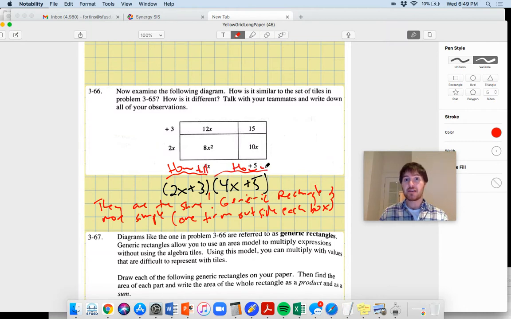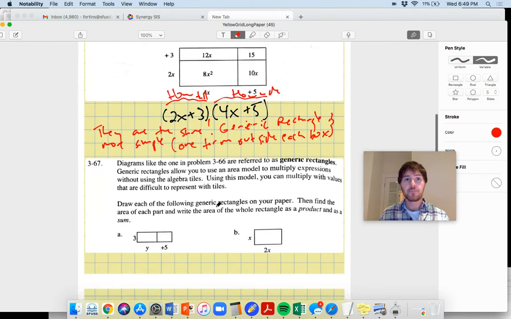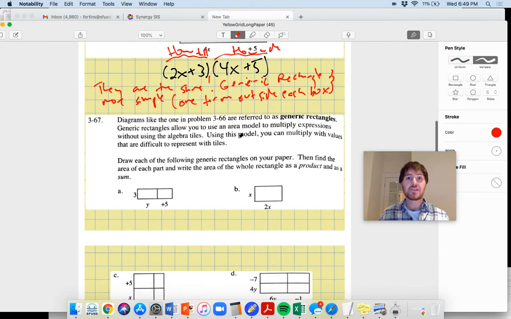So a generic rectangle is just a simplified way of doing it here. So write down just a couple observations and you should be good to go. Okay, diagrams like the ones in problem 366 are referred to as generic rectangles. Generic rectangles allow you to use an area model to multiply expressions without algebra tiles.